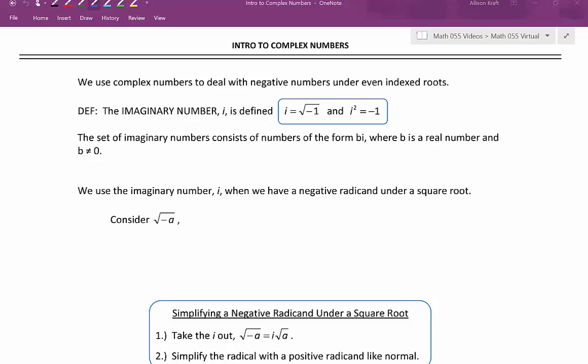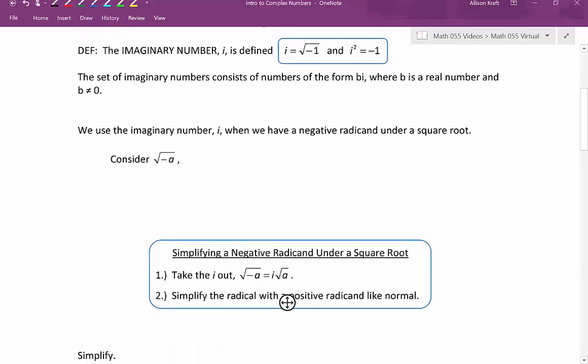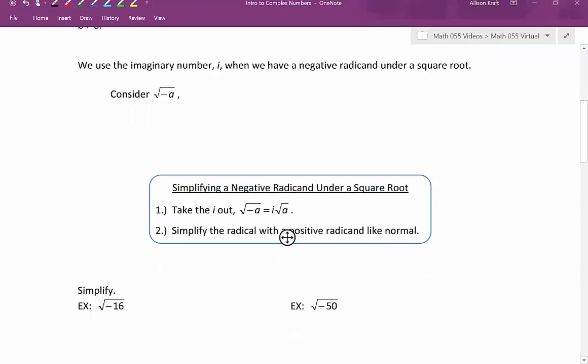The set of imaginary numbers consists of numbers of the form bi, where b is a real number and b does not equal 0, and i, well, that's the square root of -1. So we use this imaginary number i when we have a negative radicand under a square root. Let's consider the square root of -a.